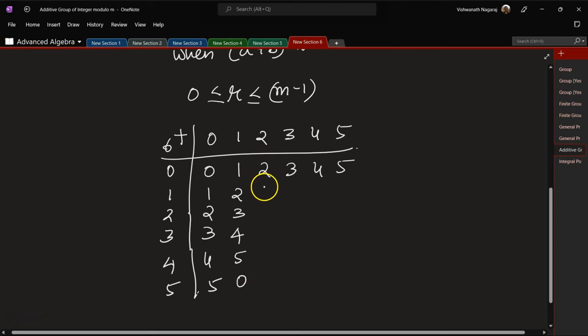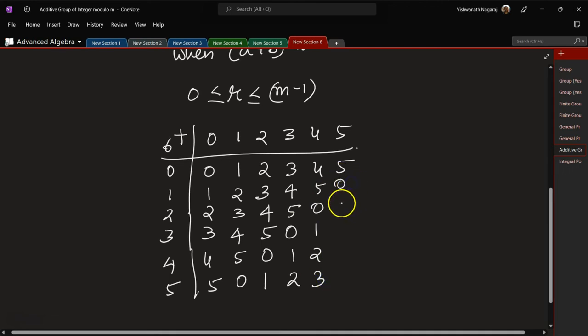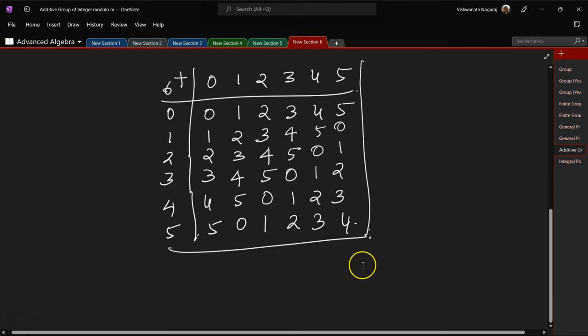Similarly, 1 plus 2 is 3. 2 plus 2 is 4. 3 plus 2 is 5. 4 plus 2 is 6, and 6 divided by 6 leaves remainder 0. 5 plus 2 is 7, and 7 divided by 6 leaves remainder 1. Similarly here, 4, 5, 6 divided by 6 leaves remainder 0. After some time, you will start realizing that there is a pattern. 5 plus 3 is 8, divided by 6, remainder 2. Now I'm sure you can see the pattern. This will be 5, 0, 1, 2, 3, and this will be 0, 1, 2, 3, 4. So we have built the Cayley's table.